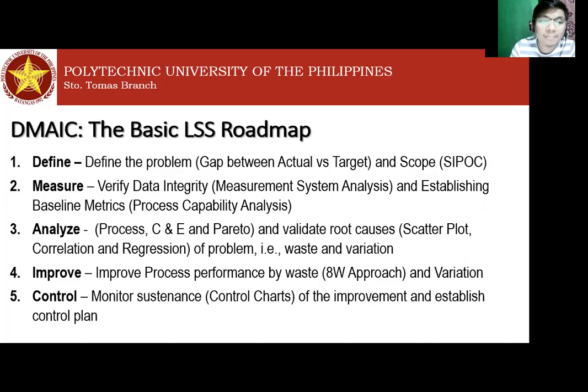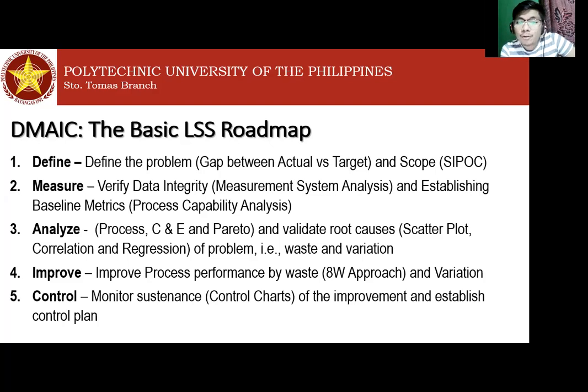So in Six Sigma, there is a basic Lean Six Sigma roadmap, which is the DMAIC, wherein first is Define. In this step, we have to define the problem using the gap between actual and target. Ito yung target natin, ito yung actual. So the difference, the gap between them, that is our problem. We have to define that, and the scope, the SIPOC: the supplier, the input, the process, the output, and the customer. By that methodology, we're able to identify ano yung mga process na valuable dun sa business natin.